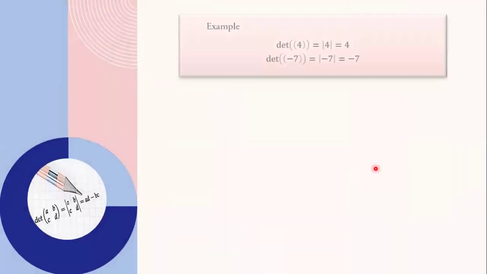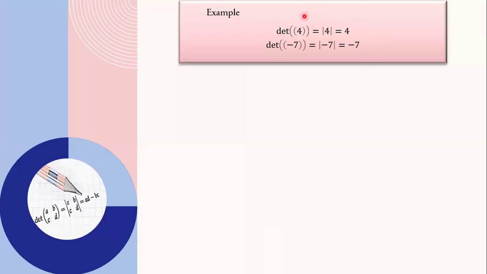We will show an example to better understand. The first example here, we have the determinant of the matrix that has a single element, 4, is equal to 4. And here, the determinant of the matrix that has a single element, minus 7, is equal to minus 7. For the notation, you can note det, parentheses, and here you write the matrix, or simply like this.